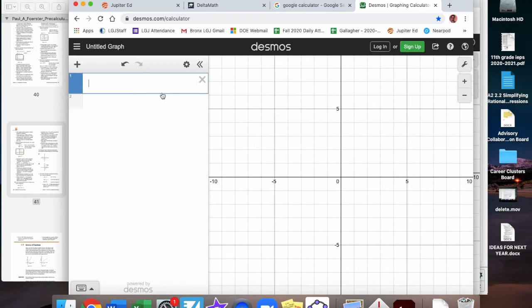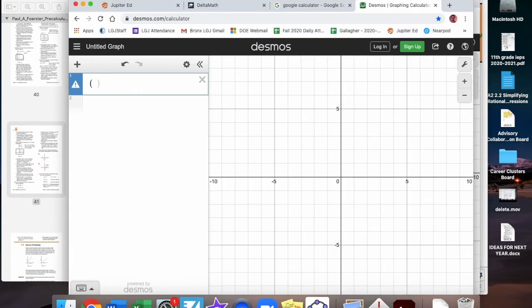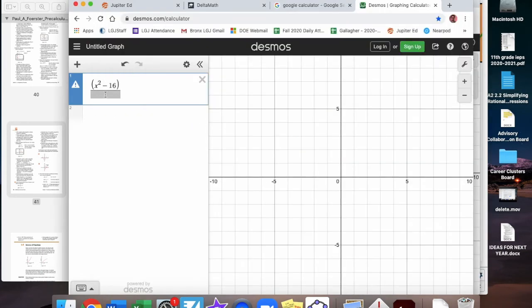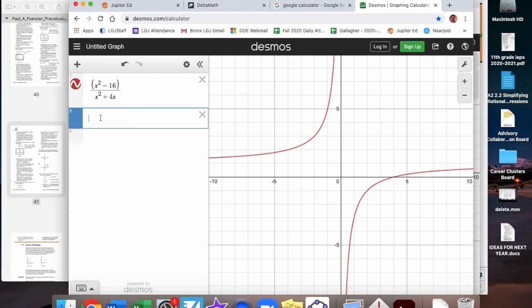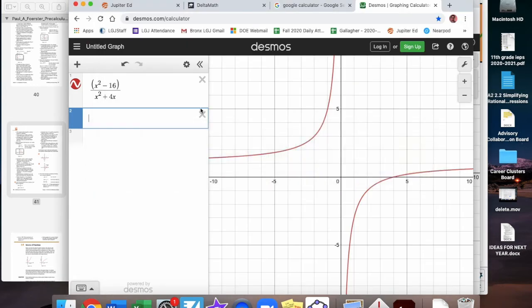We can do that with Desmos as well. I can just enter a fraction, and there are 2 ways to do it. I can either do parenthesis, x squared minus 16. Make sure it's in the parenthesis. Divided by, and it automatically puts in a fraction, x squared plus 4x. Make sure you're in the fraction's denominator. It gives you that. Now I'm going to enter our simplified version, x minus 4 divided by x. I just hit slash first, and I said x minus 4 divided by x.